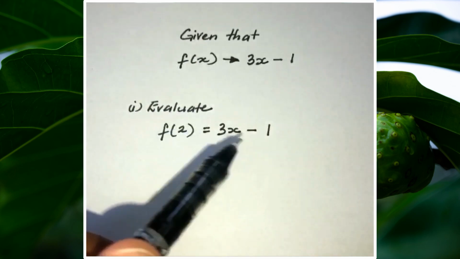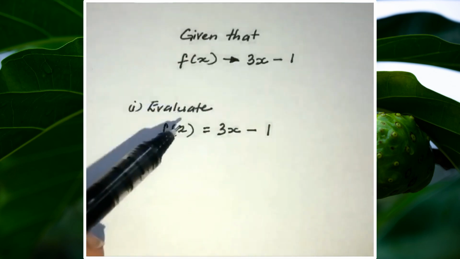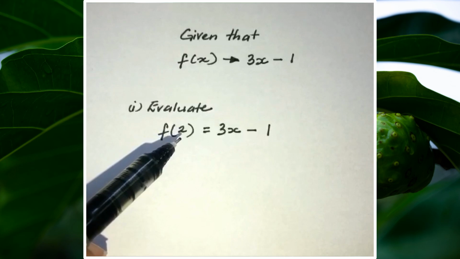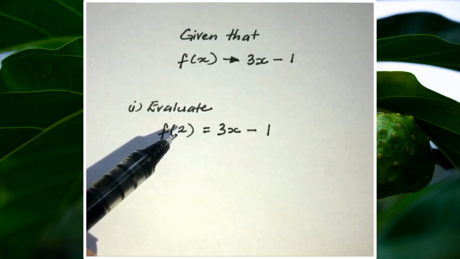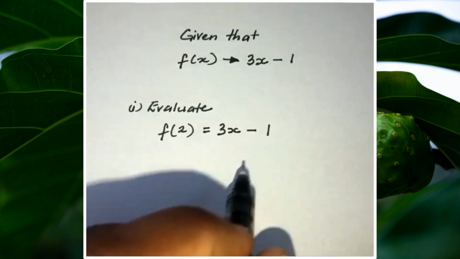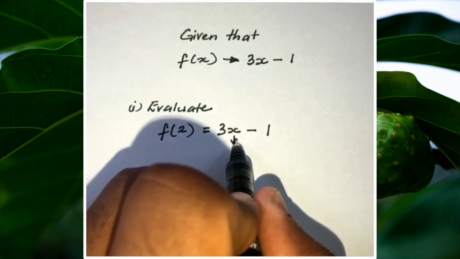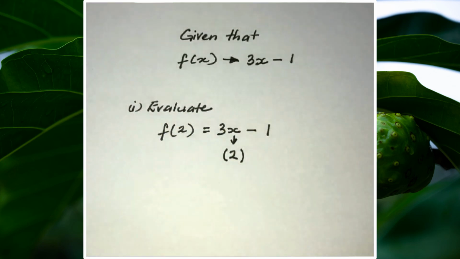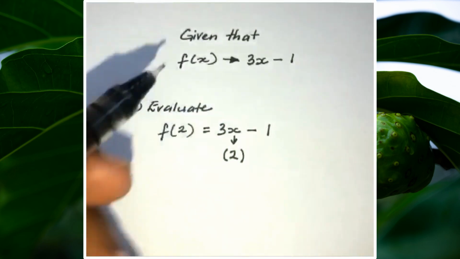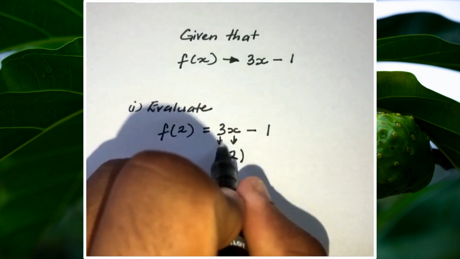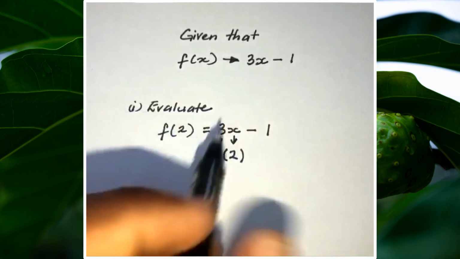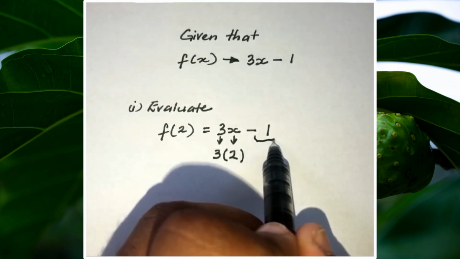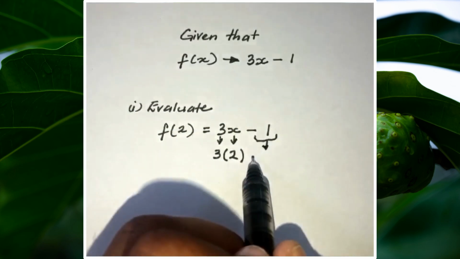So that's 3x minus 1. And the input is going to be 2. So wherever I see x, I'm going to replace it with 2. And we're going to use brackets to do that. See? And I'm going to bring down everything that's around it. So this 3 will come right in front of the x. And this minus 1 will come right down here.